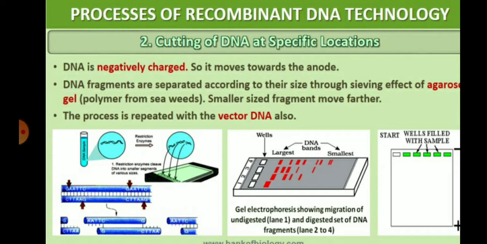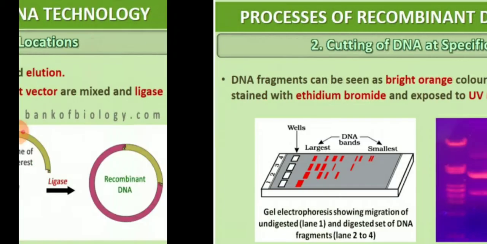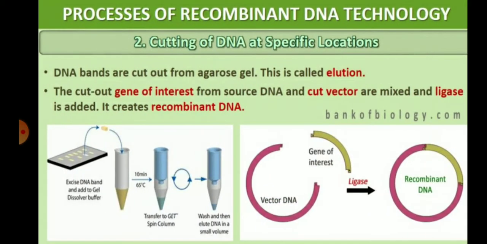So the process is repeated with the vector DNA also. Then the DNA fragments can be seen as bright orange colored bands when they are stained with ethidium bromide and exposed to UV radiation. So children, the DNA bands are cut out from the agarose gel. This is called the elution process.